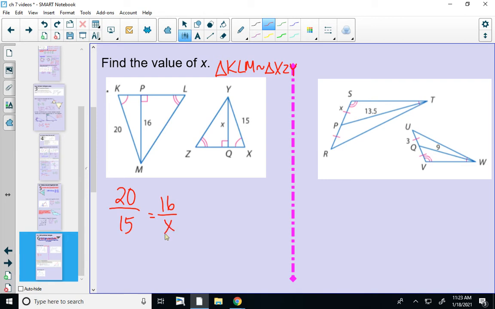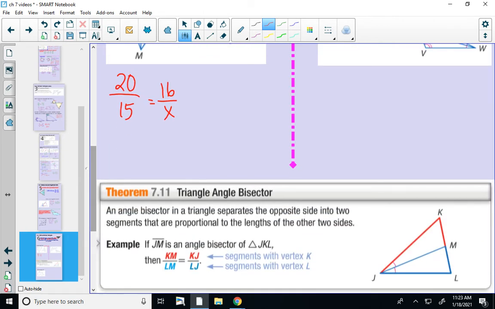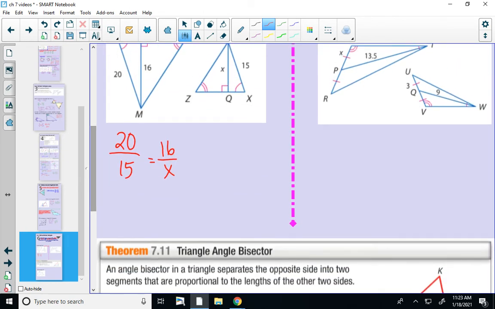Now we've got our fractions, so we can cross multiply. 15 times 16 is going to be 240, equal to 20x. Divide each side by 20. X should be 12.